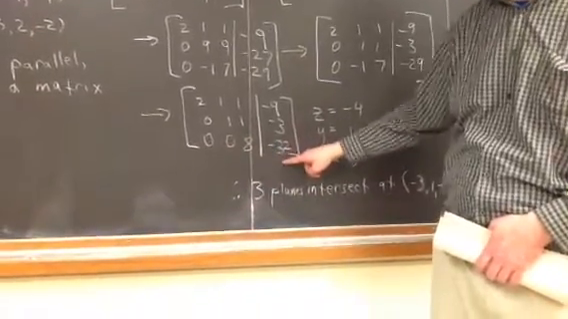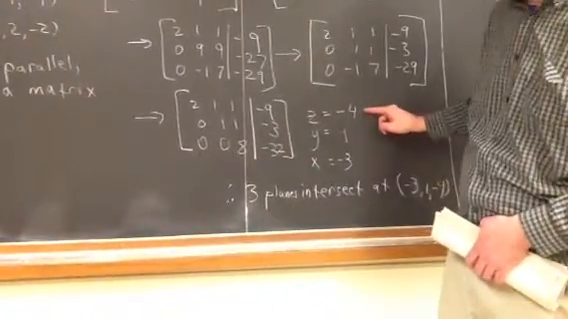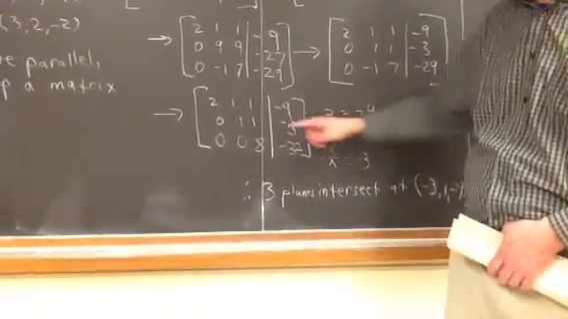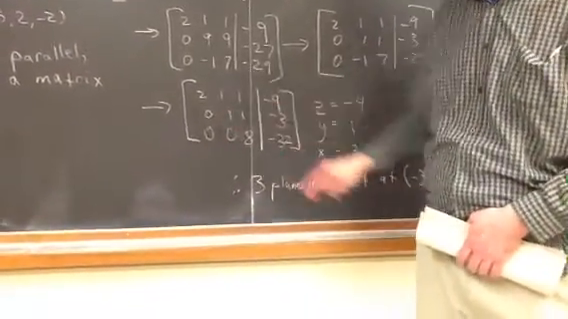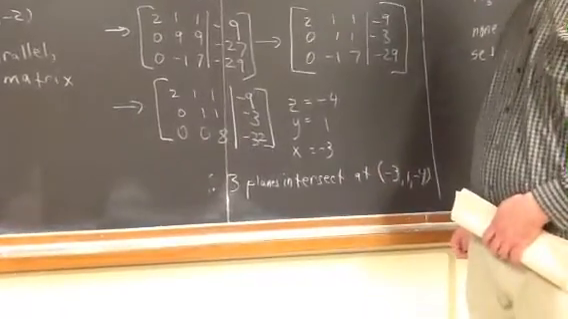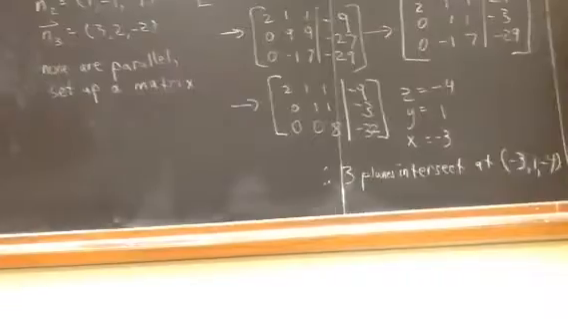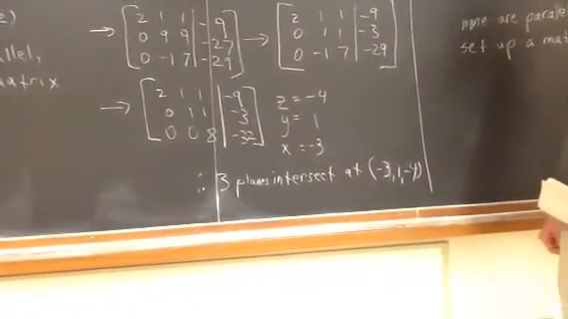We've got 8z equaling negative 32, which means z is negative 4. We plug that up into the second row. We get y equals 1. We plug both of those values up into the first row, and we get x equals negative 3. So what we have are three planes that intersect at the point negative 3, 1, negative 4. All right, we then move on to our next situation.